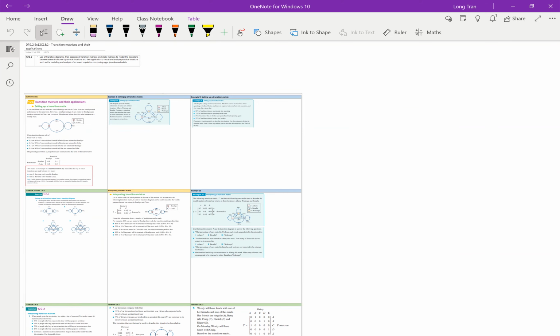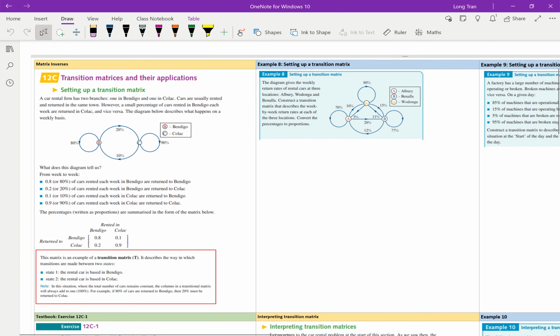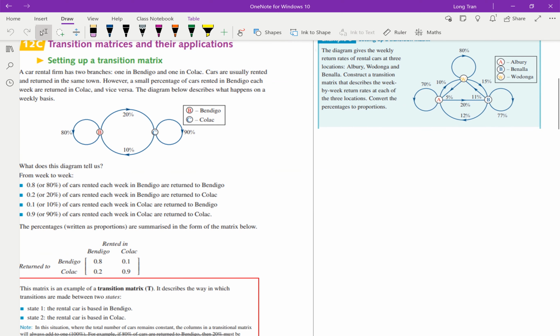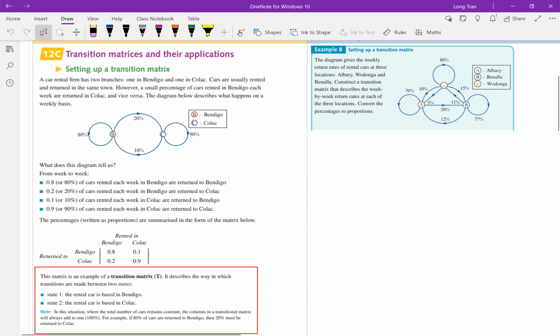Hey there, Year 12. In this video, we're going through transition matrices and their applications. This exercise comes in 3 parts. We'll look at how to model it into a matrix and then how to interpret it. Those are the first 2 parts. The third part will be considered a recursion, what we learned in recurrence and financial modeling. That's where you'll find the application applied with matrices.